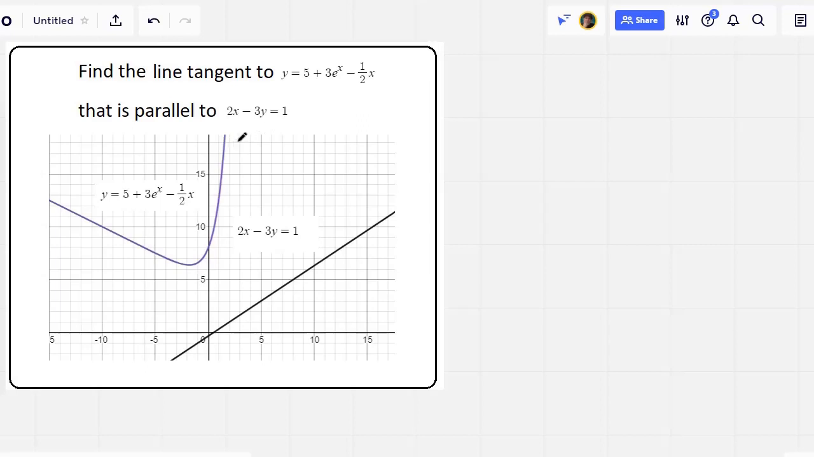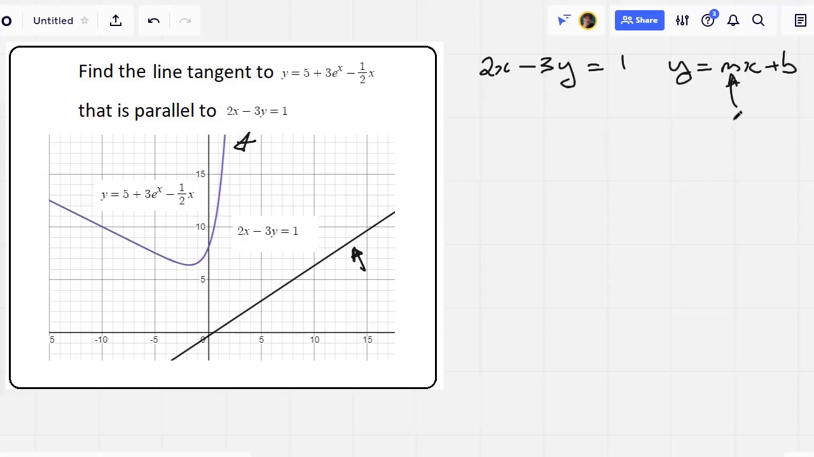Right, so we're interested in the line tangent to this curvy line that's parallel to this straight line right here. So what we need first of all is the slope of the straight line. So we'll translate that into our familiar slope-intercept form, y equals mx plus b.